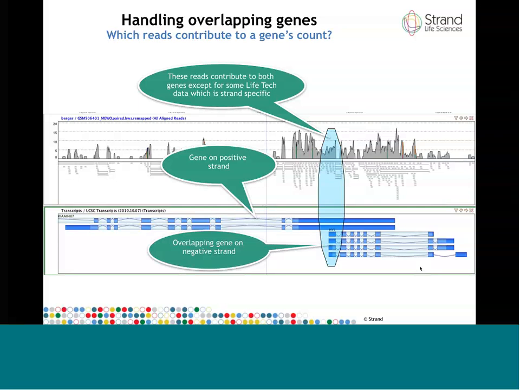So for Illumina data, unless it's a directional protocol, these reads will contribute to both of those genes. If it's ABI Life Tech data which has a directional protocol where you can separate out genes coming from either strand, then the appropriate reads will contribute, a particular read will contribute to the appropriate gene and not to both genes.